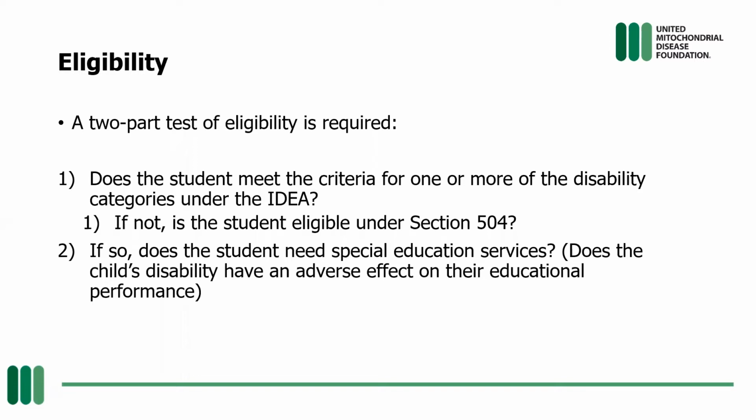So to be eligible for services under IDEA, there's a two-part test of eligibility. The first question: does the child meet the criteria for one or more disability categories under IDEA? And we'll talk a little bit about those categories in another slide. If the child does not meet those criteria, but has a medical issue that affects their education, they can still be eligible under Section 504. But if you can answer question 1 in the affirmative, then we move on to question 2.